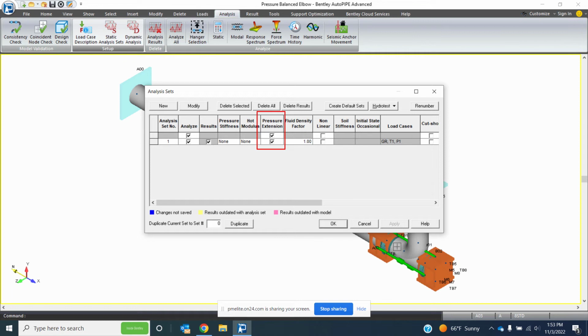When it's enabled, AutoPIPE applies equal and opposite pressure forces, your P times A, on each side of the flexible joint, where A is the pressure area that you input into the flexible joint dialog. And to disable this additional P times A force, you can just set the pressure area to be zero, but we don't recommend doing this. We recommend taking this into account.